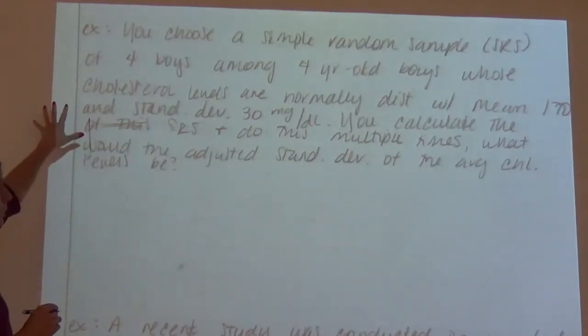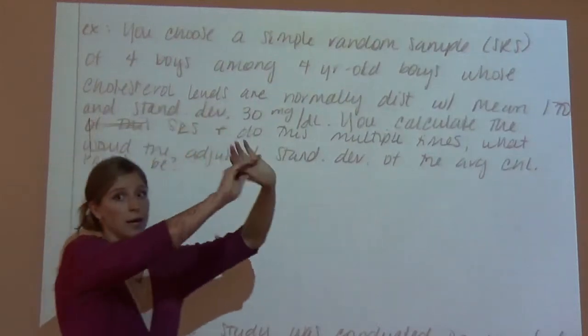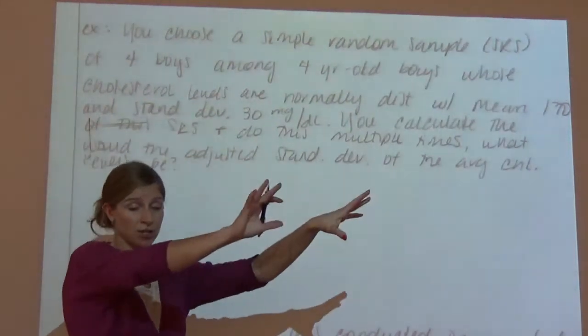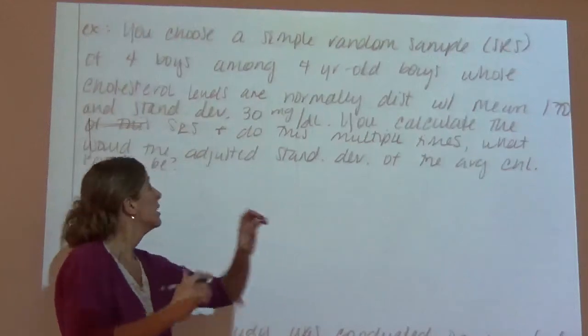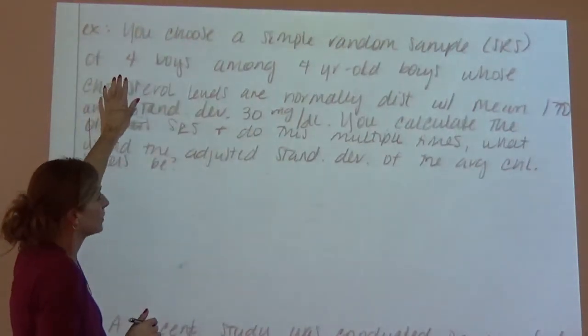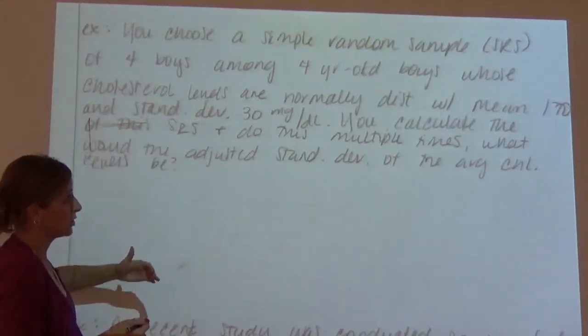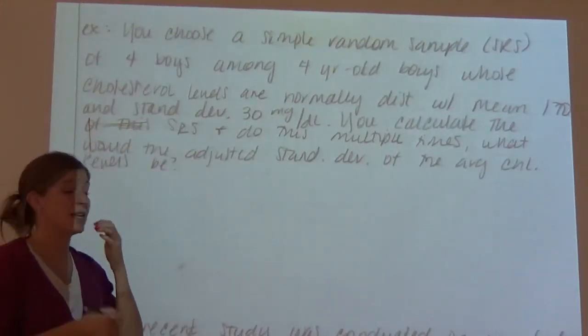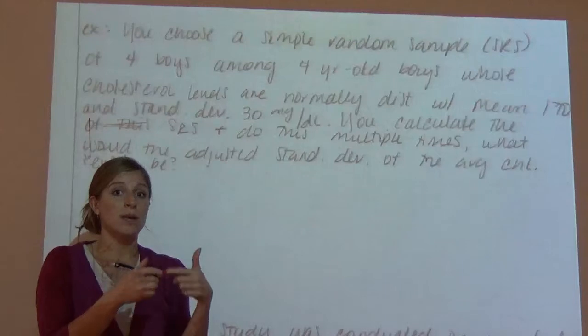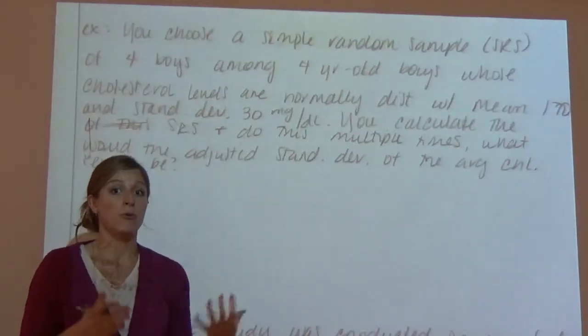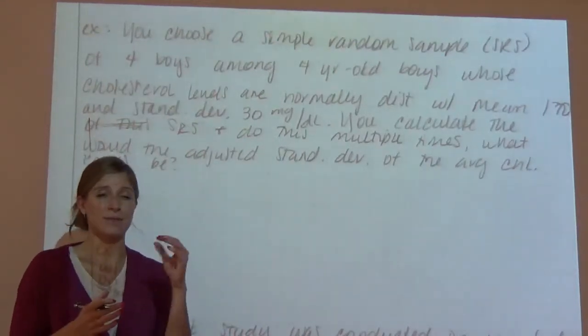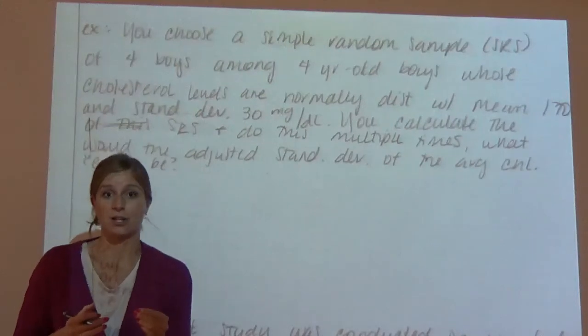But if we're looking at this, what's going on is we have a bunch of population data about 4-year-old boys. We're pulling 4 samples from this. So we're taking a simple random sample of this, and then we're doing calculations. So what this wording is looking at is, if we're doing this, how would we have to adjust the mean for these calculations? Or how would we have to adjust the standard deviation for these calculations?